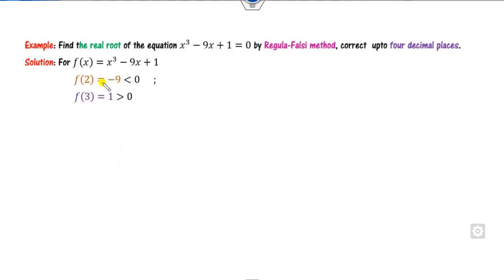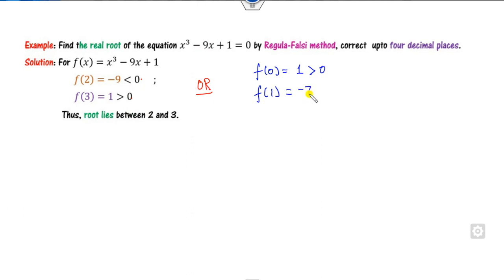That's your choice. So let's say I can find the root between 2 and 3, so that means they are opposite in sign. Remember, as I told you earlier, what is f of 0? It is 1, which is greater than 0. F of 1 is minus 7, which is less than 0. So therefore, one root also lies between 0 and 1.